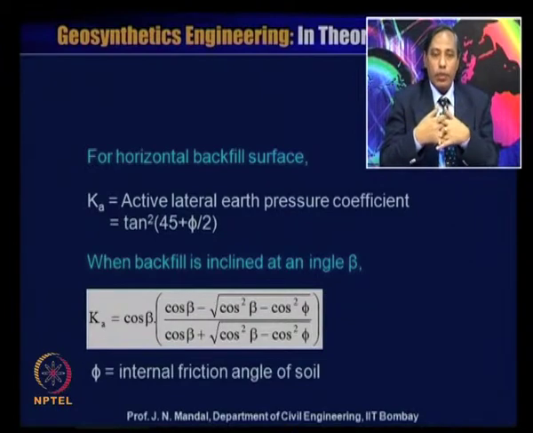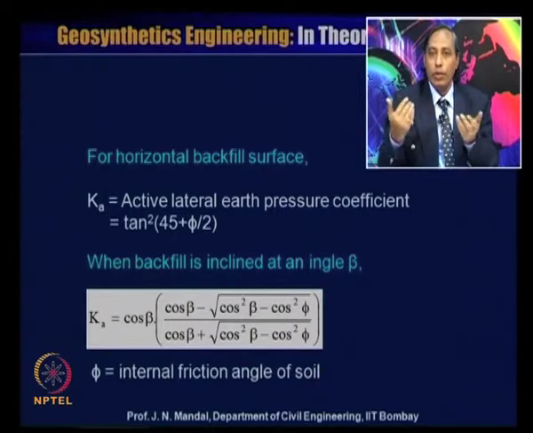So, you have to remember that if it is a horizontal backfill surface, you adopt this equation, K is tan square 45 degree plus phi by 2. If it is inclined with an angle beta, you can adopt this second equation, that is K is equal to cos beta, cos beta minus root over cos square beta minus cos square phi, divided by cos beta plus root over cos square beta minus cos square phi. So, remember, it depends on whether it is a horizontal backfill surface or an inclined surface.